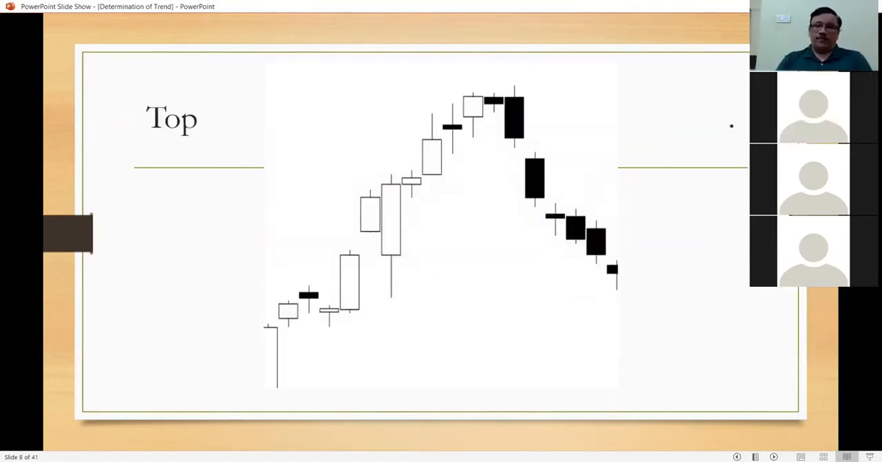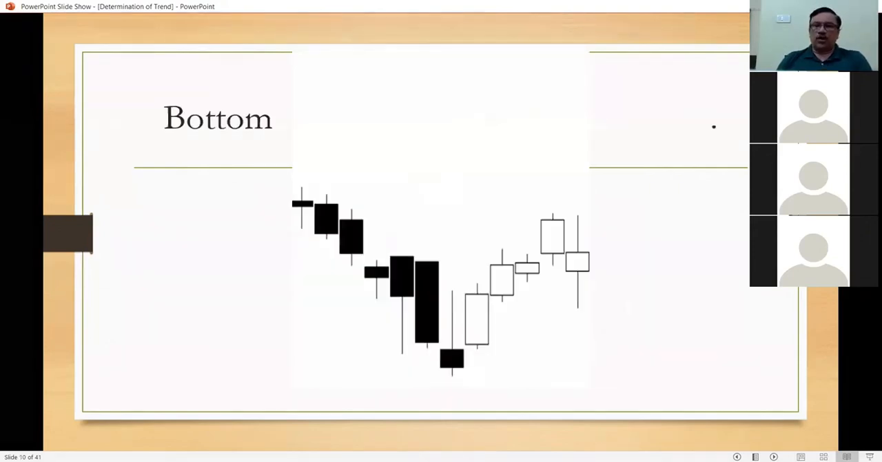Now, what is the top? Top is one uptrend followed by a downtrend. That is called a top in the market. So initially price was making higher high, higher low. Then it started making lower high, lower low. That is called the top. What is the bottom? A lower high, lower low followed by higher high, higher low. That is called the bottom. So these terms we will be using later on. I don't want confusion, so I clarified.